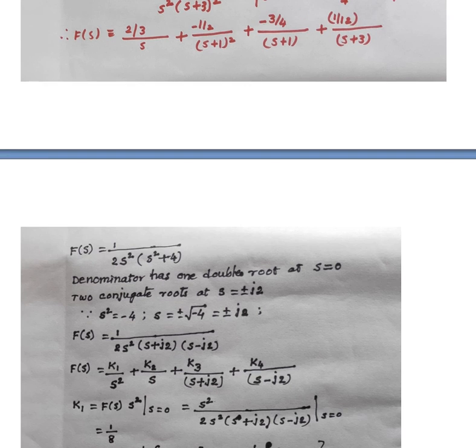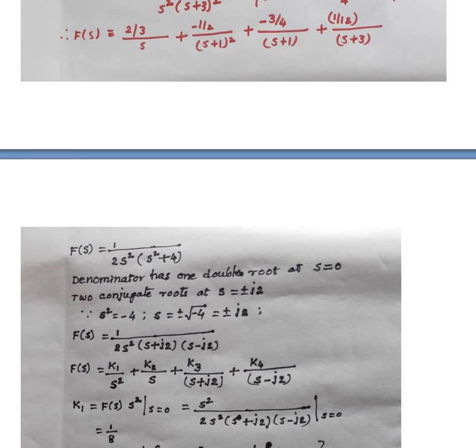Let us take another problem. F of s is equal to 1 by 2s square into s square plus 4. Here the denominator has one double root at s is equal to 0, and two conjugate roots at s is equal to plus or minus j2. This plus or minus j2 comes like this: s square is equal to minus 4, so s is equal to plus or minus root of minus 4. So then we get plus or minus j2. That is how we write here s is equal to plus or minus j2.